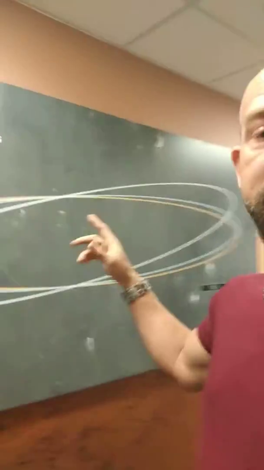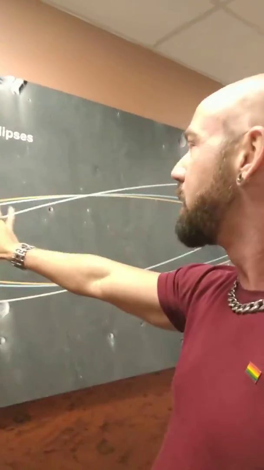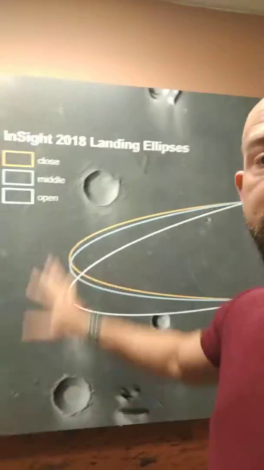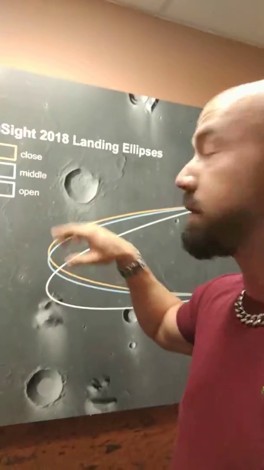Hi everyone. So I'm here in the InSight operations area, and I wanted to show you something. This is a projection of the InSight landing ellipses. So there's three different ellipses shown here, which depended on the date we actually launched.